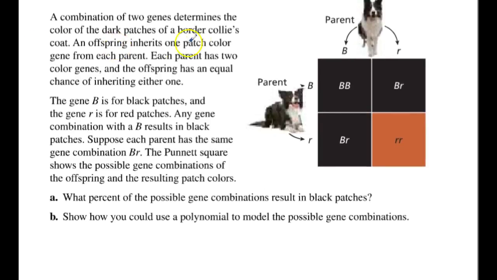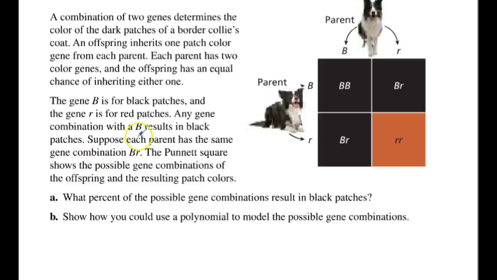So a combination of two genes determines the color of the dark patches of a border collie's coat. An offspring inherits one patch color gene from each parent. Each parent has 2 color genes, and the offspring has an equal chance of inheriting either one. So the gene capital B is for black patches and the gene R is for red patches. Any gene combination with a capital B results in black patches, right? And if you're in biology, you'll see this a bunch.